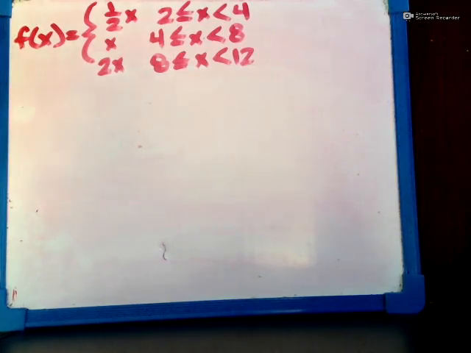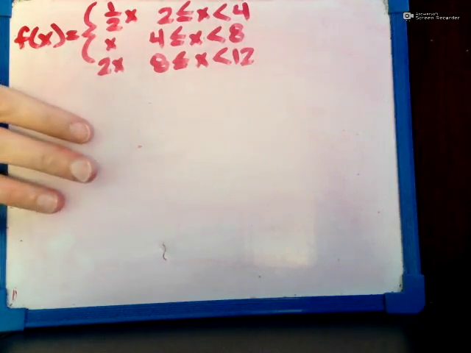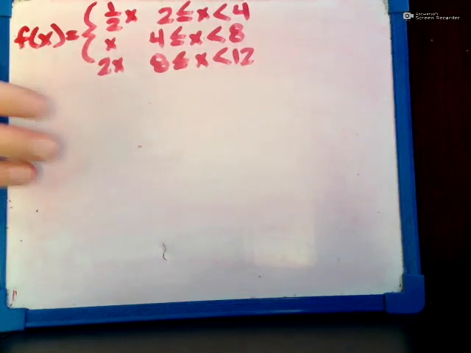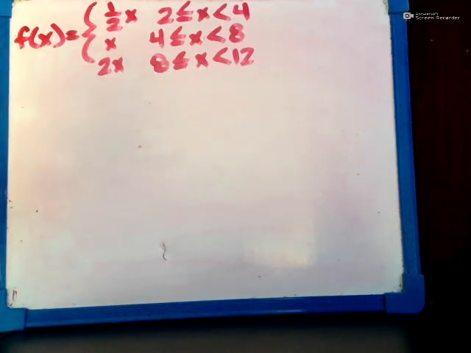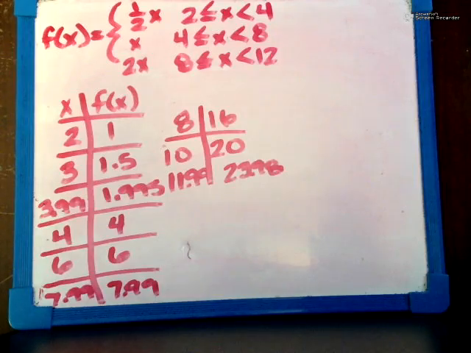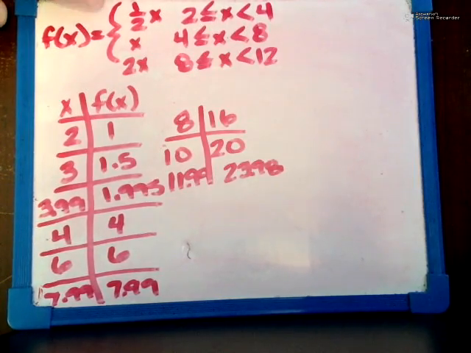And they want to know if the input-output table I'm going to put up here accurately represents the function. They want to know if it's accurate, and then they want you to graph the function. All right, let's look at the table first. So our first one says that f of x is going to be 1/2 of x if x is greater than or equal to 2 and less than 4.